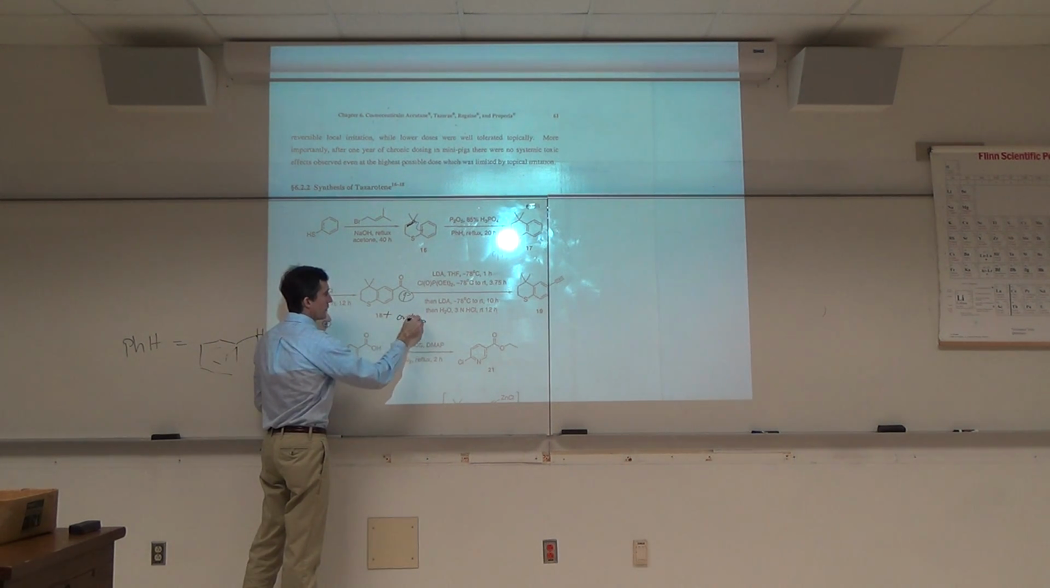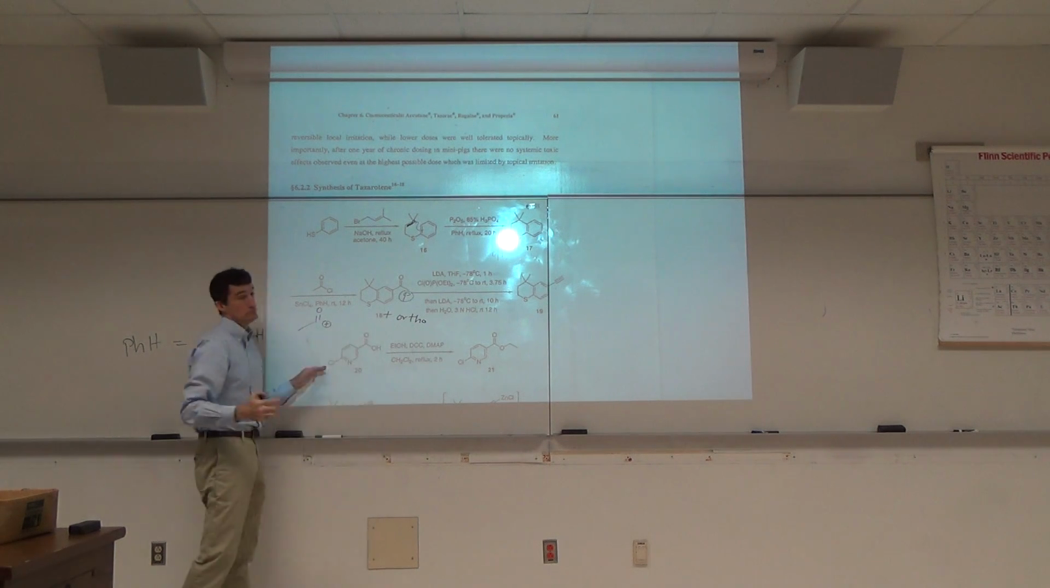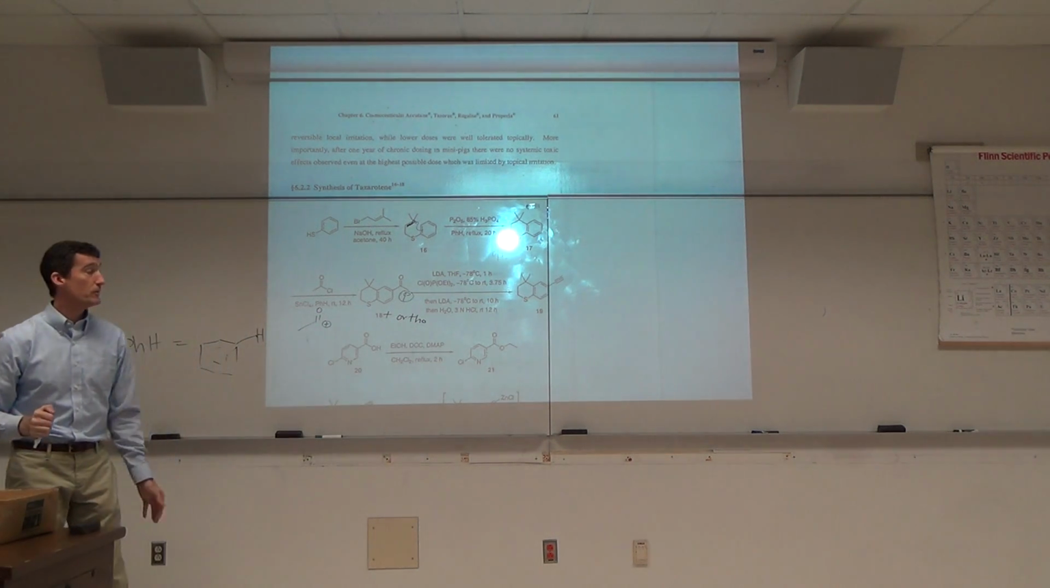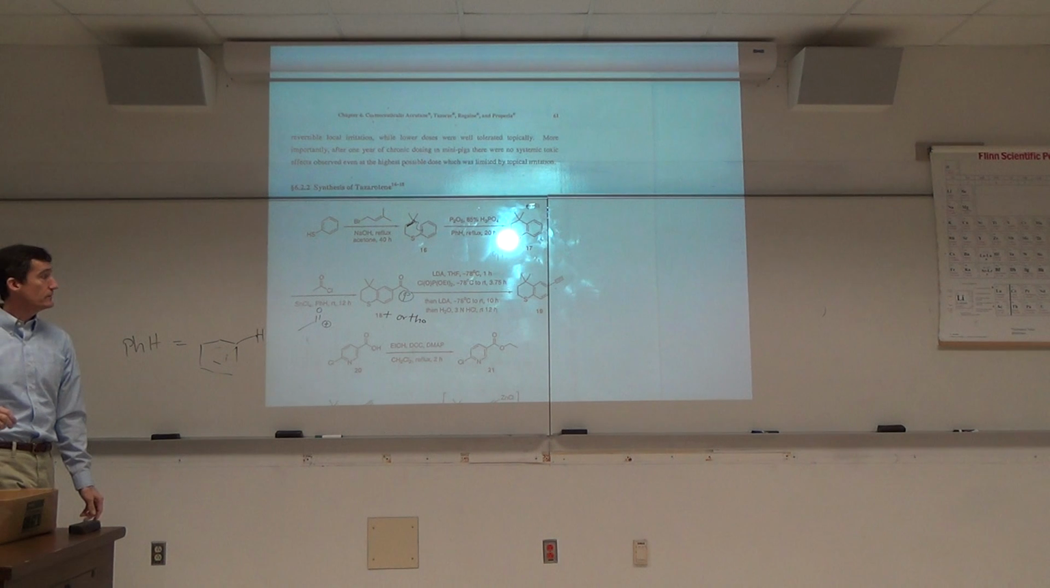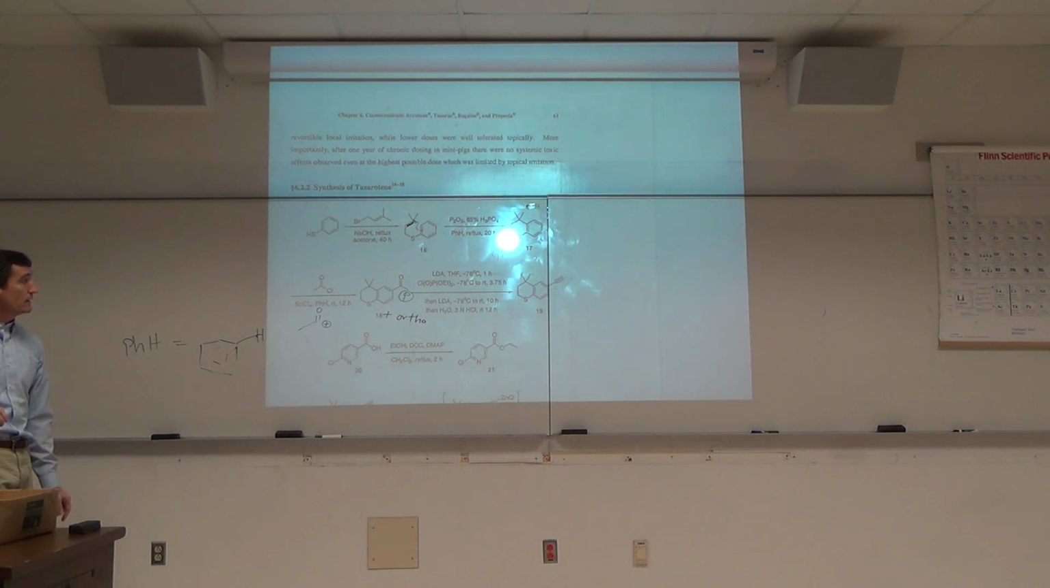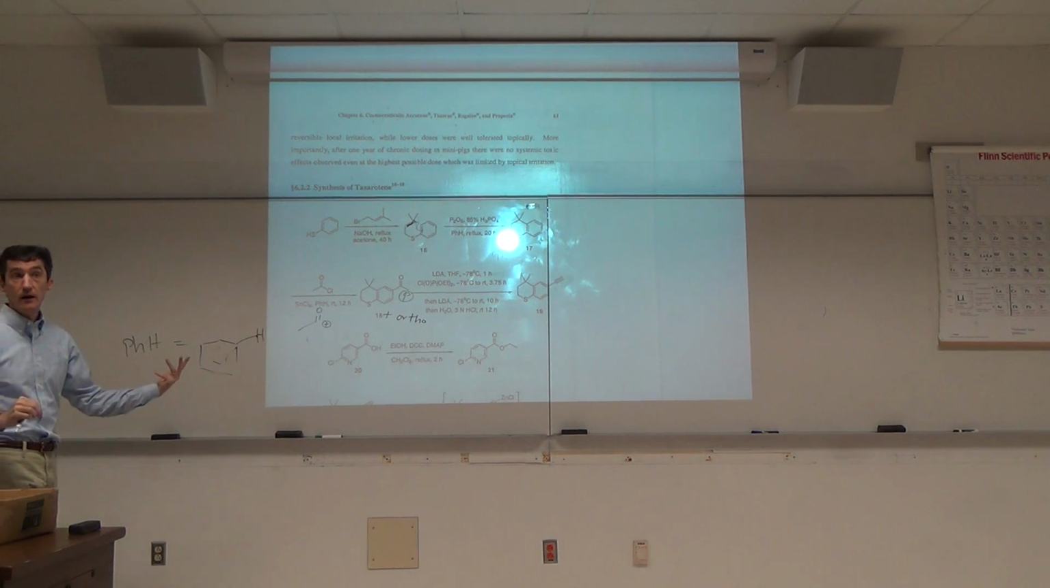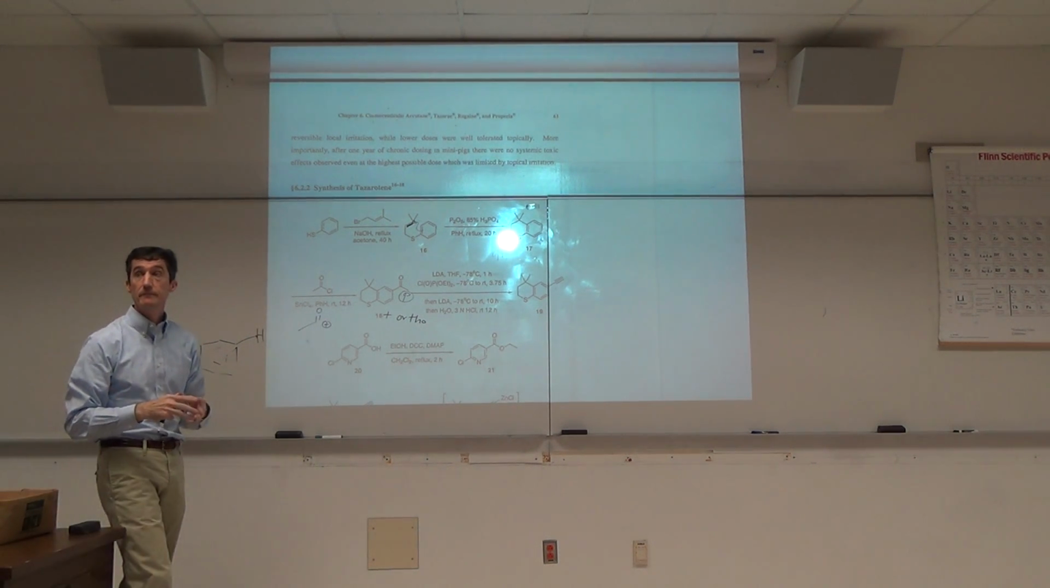Do they also get ortho? I don't know. This scheme doesn't say. Maybe it doesn't also give yield. Maybe they only get 50% yield of the para and the other is ortho, and they have to purify it out and waste a lot of money.